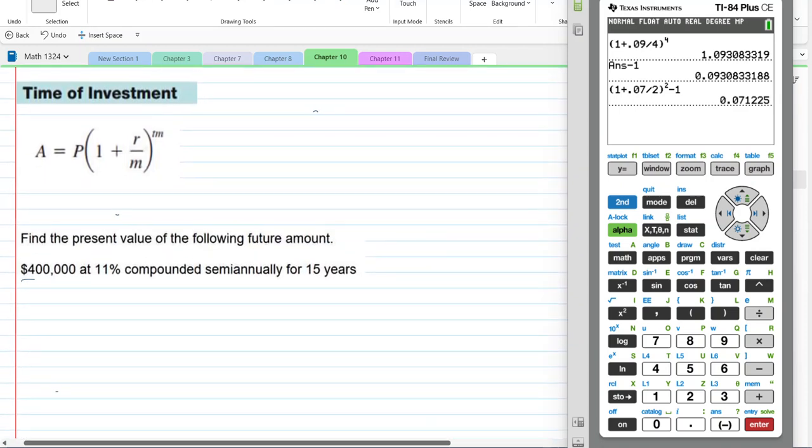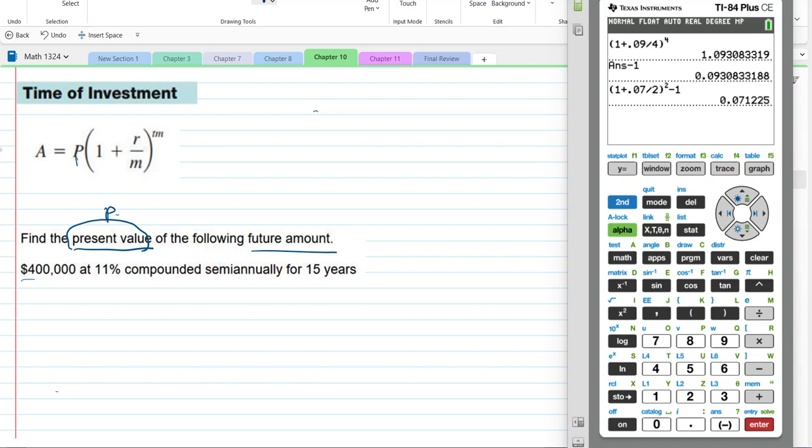Now, this is something that we did in 10.5 and 10.4, figuring out time of investment. Find the present value, which is our P, or future value, the future amount. Okay, so we want the P, present value, if the future value is 400,000 at 11% compounded semi-annual for 15 years.